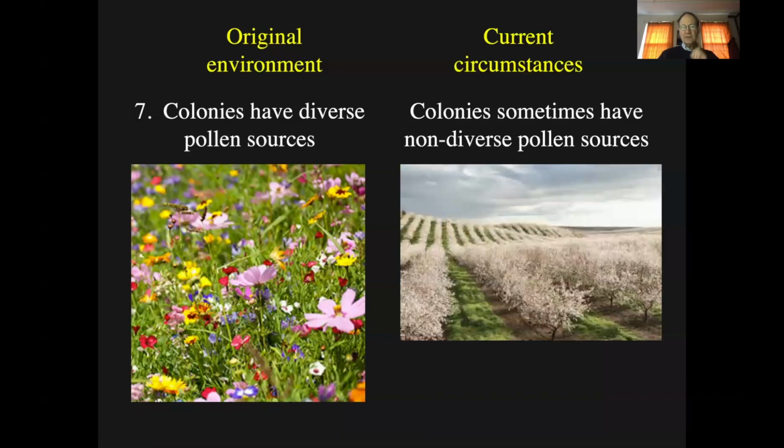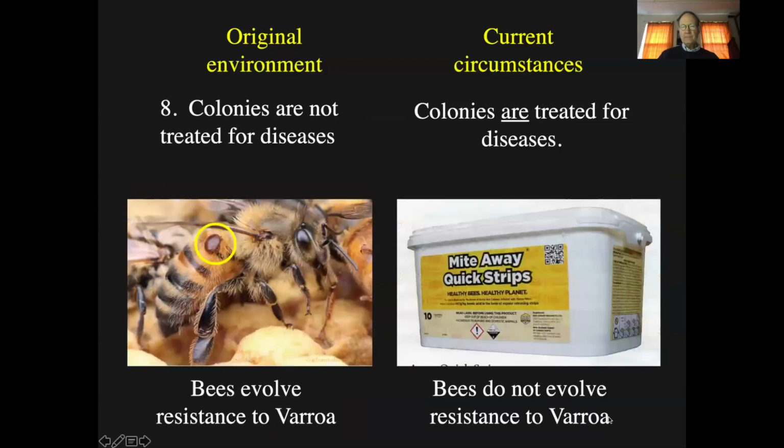In the original environment, the colonies have diverse pollen sources, but in many current circumstances, colonies sometimes have non-diverse pollen sources. The extreme of that, of course, is the vast almond orchards in California, where they have just one pollen source. Another contrast is that in the wild, colonies are not treated for diseases, so the bees evolve resistance to their diseases, including varroa. Whereas under management, colonies are treated for diseases. That is probably good for the bees in the short term, but it also blunts selection for resistance to the causative agents of disease, such as varroa.